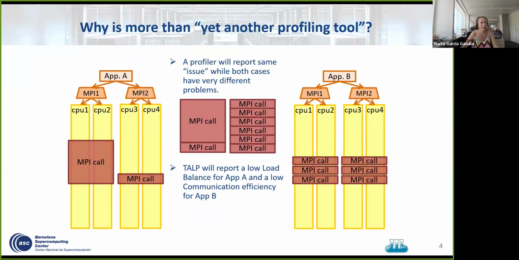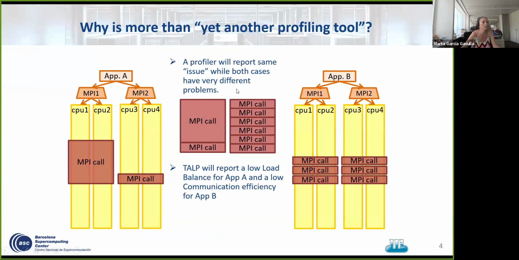Let me ask a question that some of you may have now: why do we need yet another profiling tool, with all the ones that we have out there? The nice thing about TALP is that it's not a profiling tool. Although we sell it like that because it's what people usually say, we give efficiency metrics, not profiling information about the time that we spend in the different MPI calls.